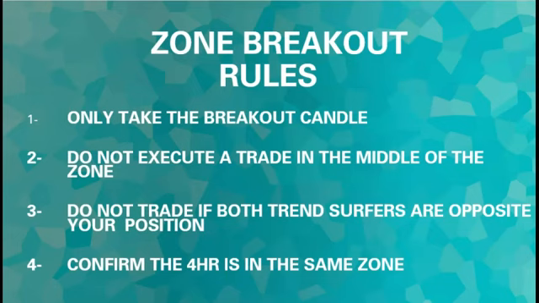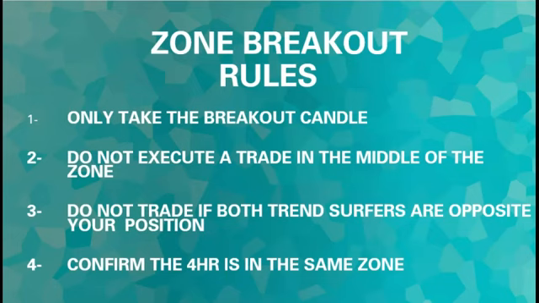Now, do not trade if both trend surfers are opposite of your position. Meaning, if you are in a buy, your trend surfer should be green, green, or red, green. It doesn't matter if it's opposite, but it cannot be red, red, because you are buying. If both trend surfers are the opposite, it means that there's strong selling or buying pressure for that particular trade at that particular time. So don't trade then.